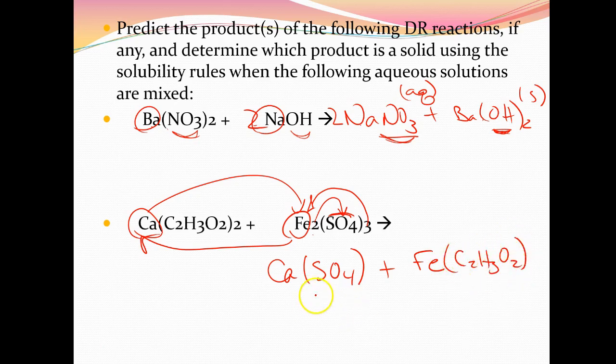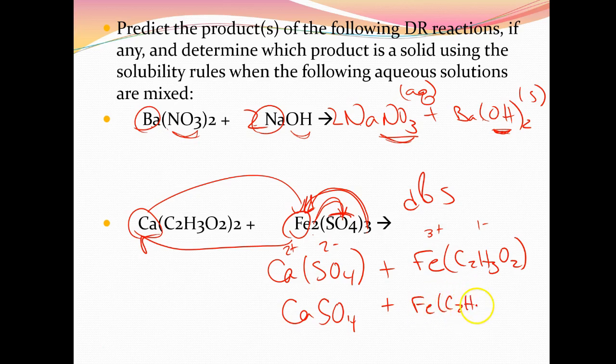Okay? And now I need to drop and swap for the products. So calcium is positive 2, sulfate is negative 2, drop and swap, you get CaSO4, plus, like I said, that 3, remember when we did Roman numerals, belonged to the Fe, just like that 2 belonged to the sulfate. So it has a 3 charge, acetate has negative 1, so when I drop and swap, I get this. Okay, so not using this anymore.